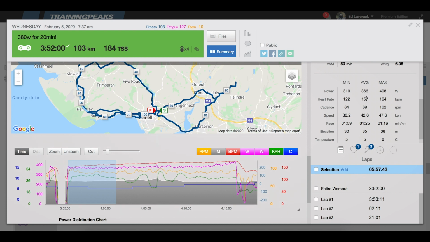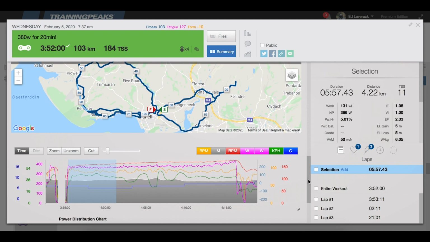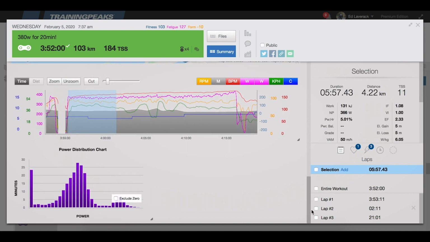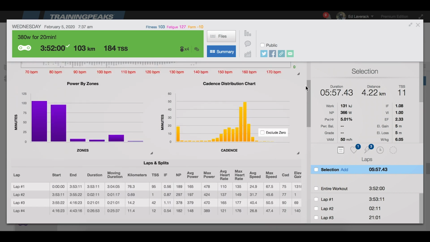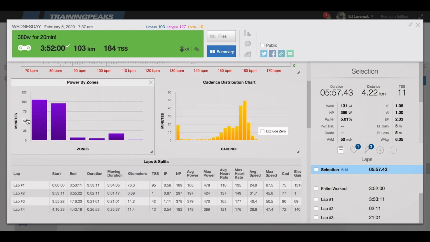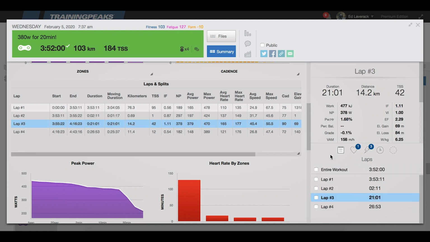So my heart rate was fairly low, but I'm not going to read too much into it. But hopefully me just talking about my effort and, I guess, giving you an insight into it, maybe you can pick up on similarities between my effort and your effort. But obviously these power zones and everything are all based off of what my FTP was, or at least what it was set to before today.